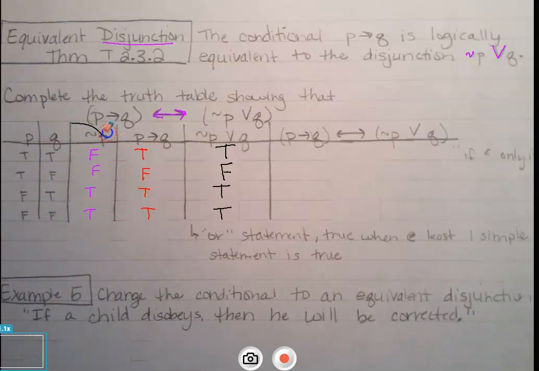Let me erase this. Okay, because now we're looking at if P, then Q, and not P or Q. So if and only if.